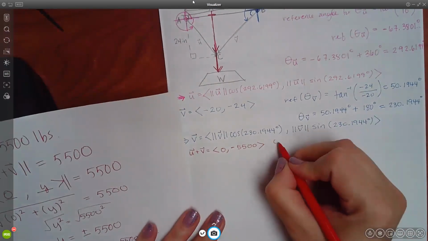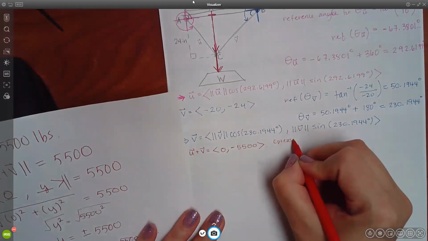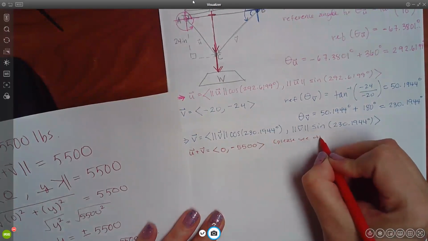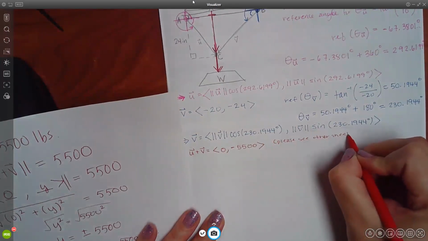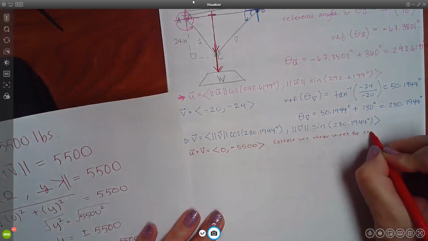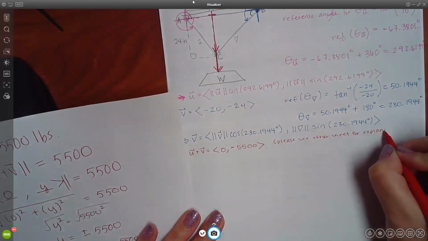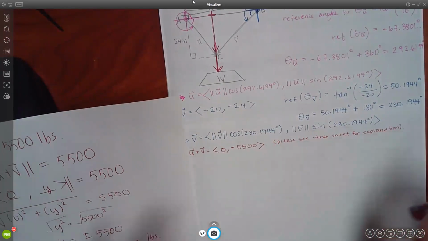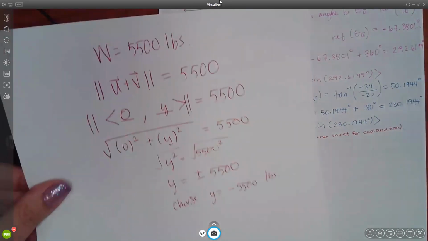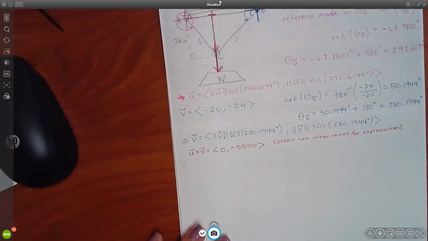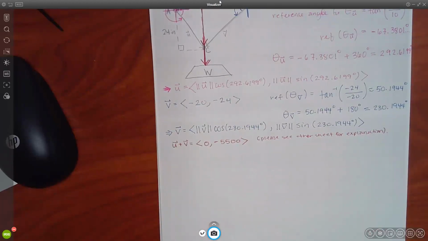And I'm going to write a little note. Please see other sheet for explanation. Because I explained it over here, right? So I'm going to put that in there when I upload it. Okay.